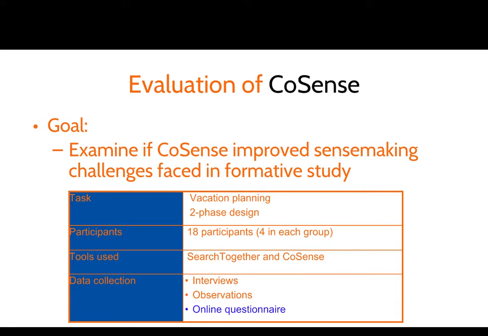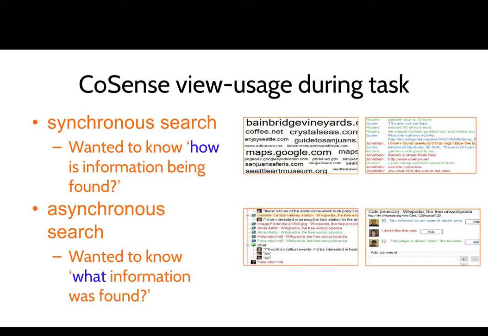So the evaluation, they did an evaluation here of CoSense. It improved it in this formative study. They did the task of vacation planning. They had 18 people. They did the Search Together plus CoSense. And they did standard interview observations and online questionnaire. So this is how it was used, right?